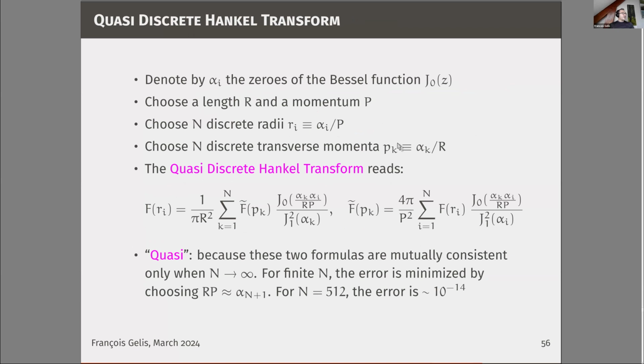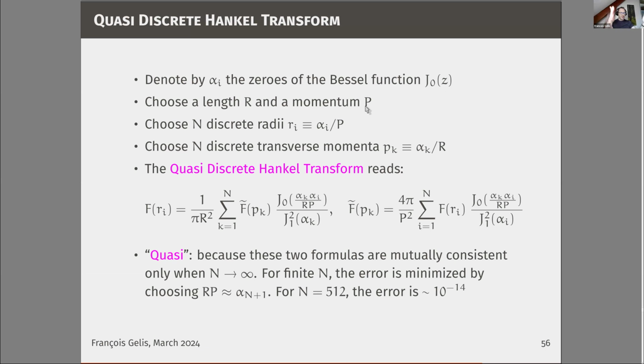And now for the Hankel transforms, after some searching, we found that this was a known problem in the field of optics. In fact, we found some papers, not so old, from 20, 25 years ago, where people working in optics had designed algorithms for calculating Hankel transforms. The one we used is known as the quasi-discrete Hankel transform, and it works as follows. You have to find the zeros of the Bessel function J0, which you denote alpha i. You choose some length R and momentum P.